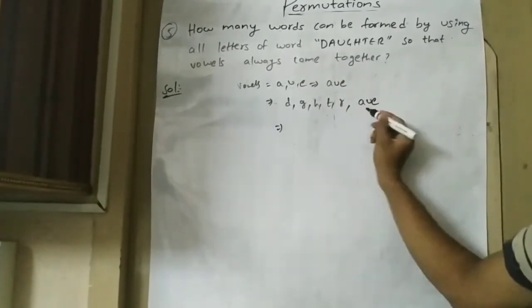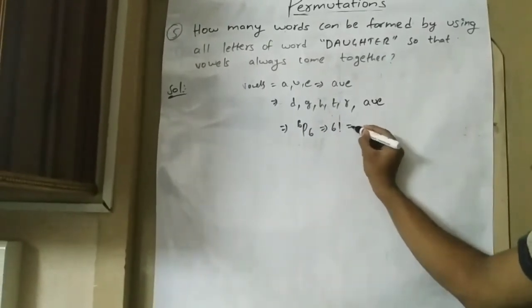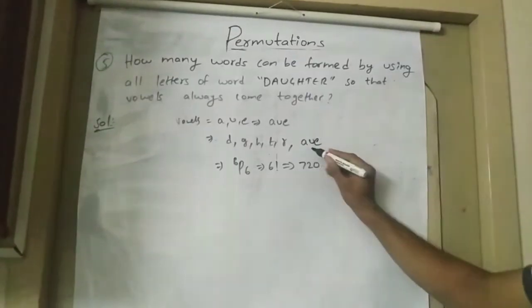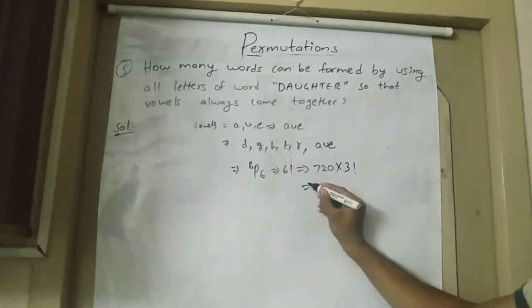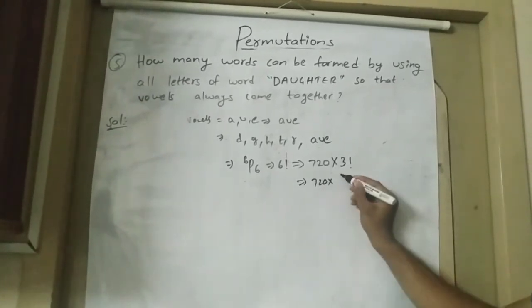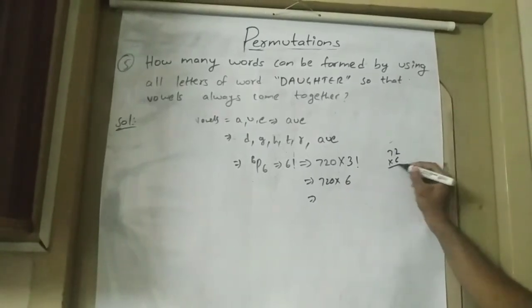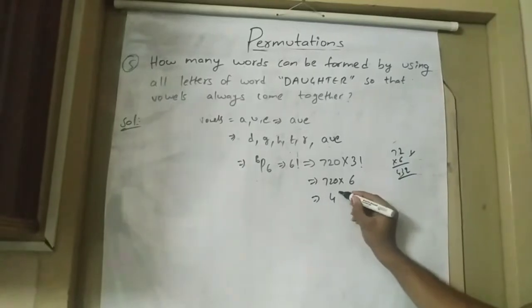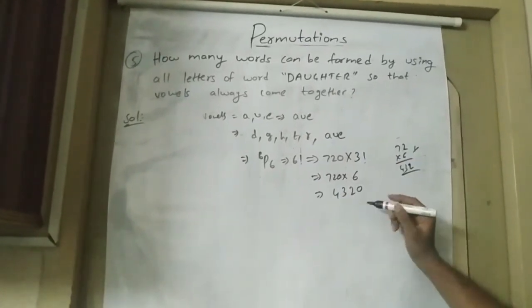6 letters can be arranged in 6P6 ways. That is equal to 6 factorial ways. So that is 720 ways. And A, U, E can be arranged in 3 factorial ways. That is equal to 720 into 3 factorial, which means 6. So 720 into 6 is 4320. So 4320 words can be formed.